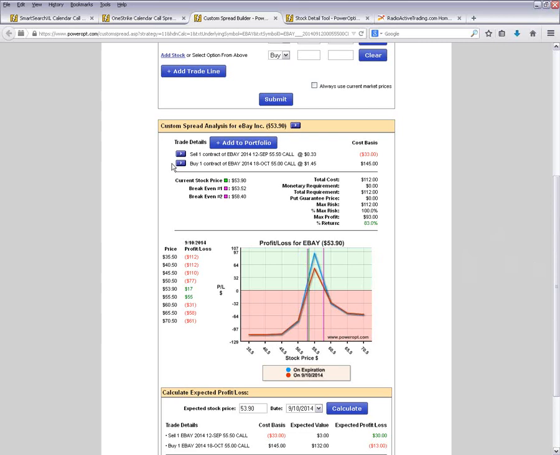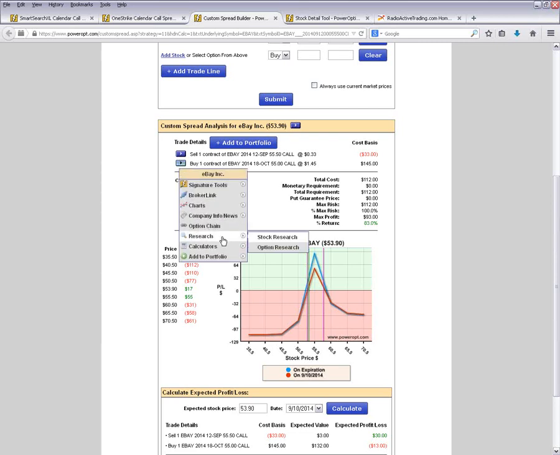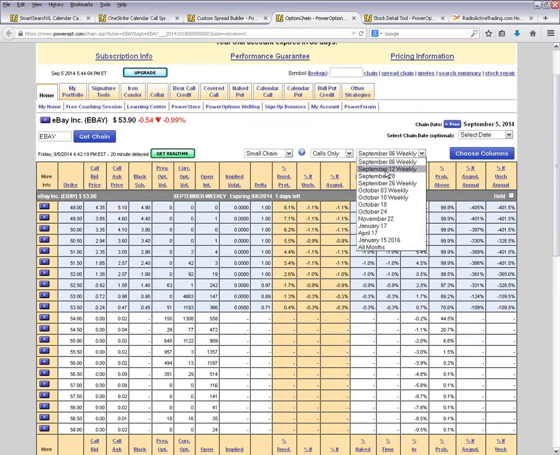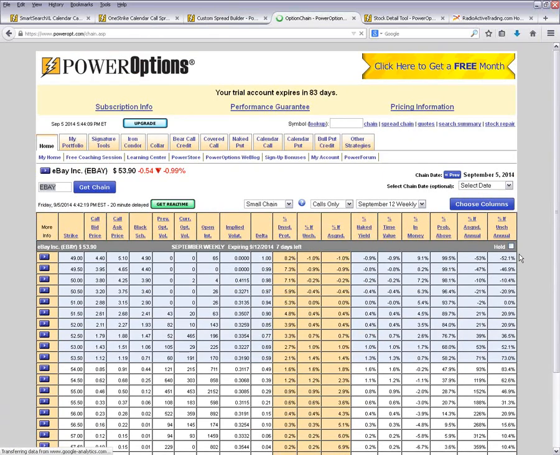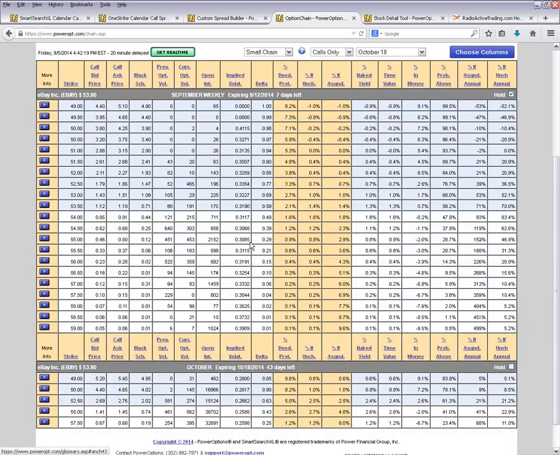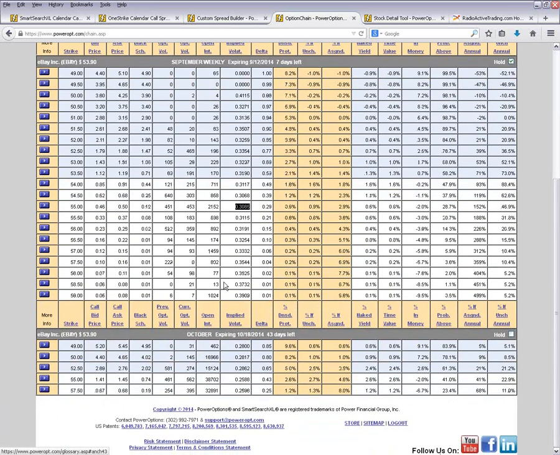You mentioned this. Let's go to the option research tool here. Let me go to the option chain real quick. I'm just going to look at a small call chain for September and October. So this is September 12th. I'll hold that. And now let's look at October standard as well. All right, so your 55, implied volatility on the 55 is 0.3085 for September, and it's 0.2588.